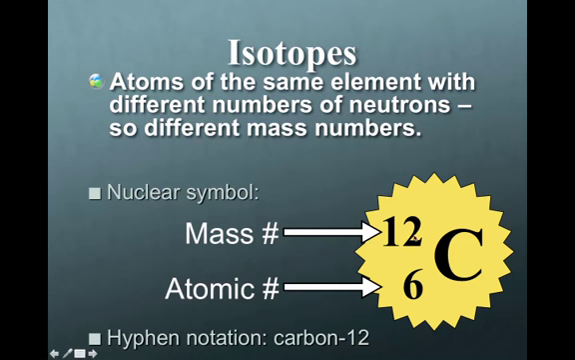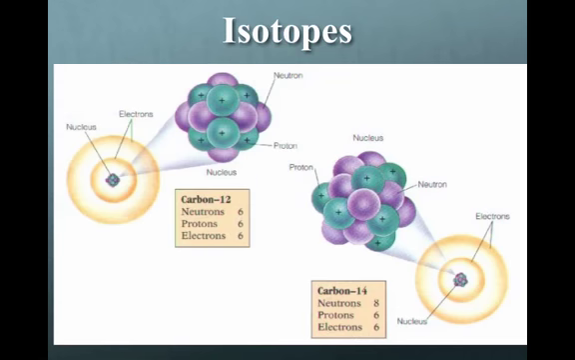Say we have additional neutrons. Well, that's going to create a heavier or lighter carbon. And hyphen notation is simply the element's name written out with a hyphen and the mass number. So why do we have different numbers of neutrons? Well, it all has to do with nuclear stability, which we will talk about a little bit later. But as for right now, we're just going to take it for granted that we have different numbers of neutrons.